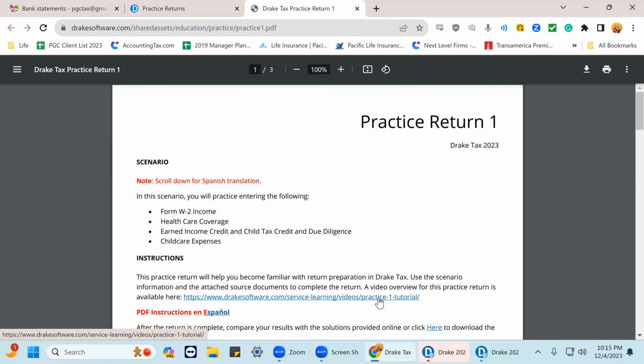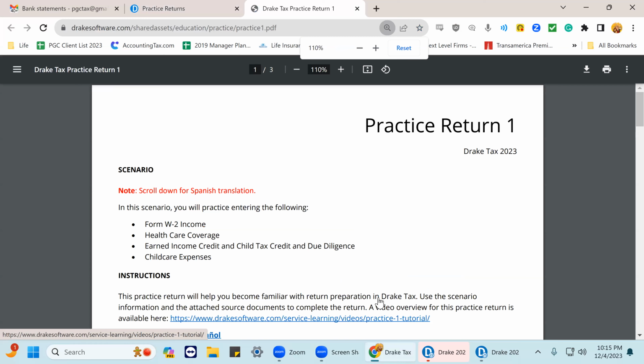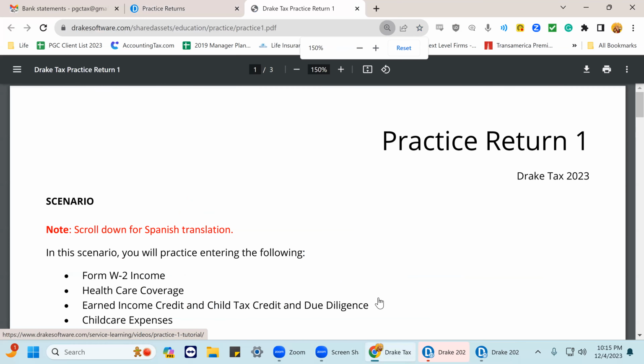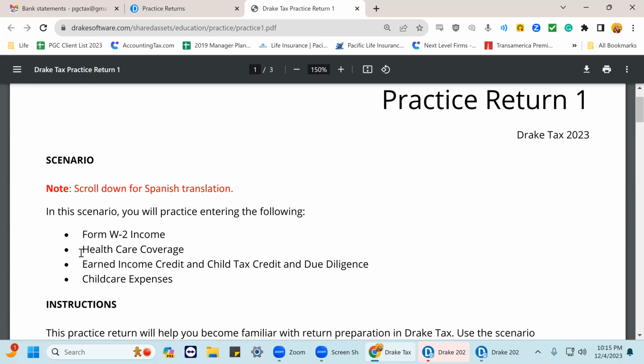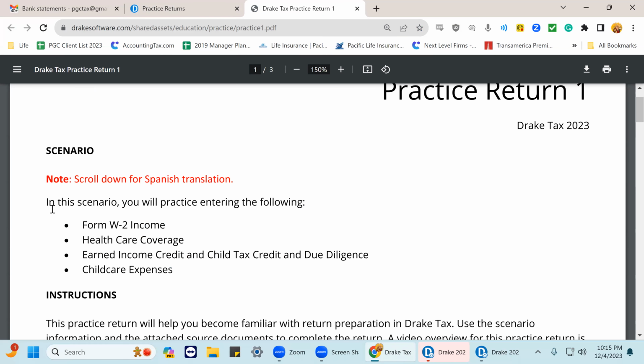Is it large enough? Let me enlarge it a little bit for you. That's good, okay. Well, there's Spanish too. I hope sometimes I can translate in Chinese.